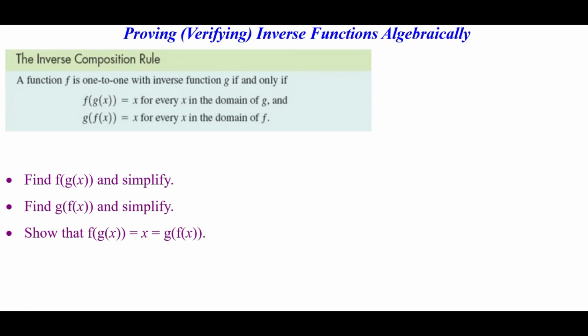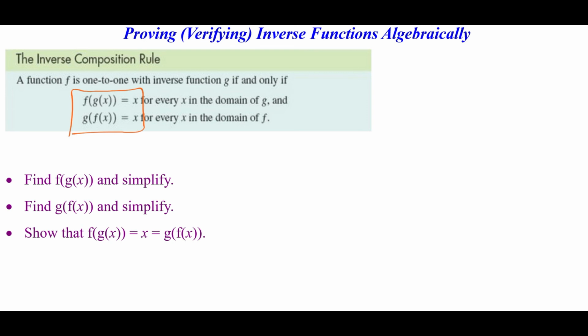Lastly, we want to be able to prove that two functions are inverse functions, and we do this with a composition rule. We use this rule here, that if two functions are inverses of each other, their composition f of g of x and g of f of x will result in just the value of x. So we have to show both of those. We have to do the composition f of g and simplify it. We have to do the composition g of f and simplify it. We have to show that those are both equal to x, and then make the statement that because they're both equal to x, we know that those are inverse functions.